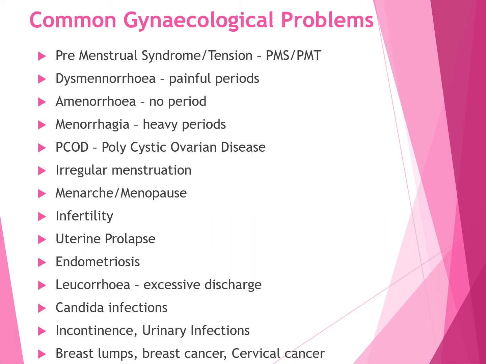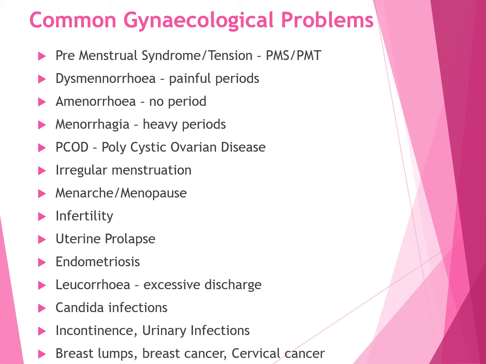Amenorrhea is no period for at least 3 months. Menorrhagia is heavy bleeding, heavy period. Then PCOD, polycystic ovarian disease. Irregular menses: the menses come after 15 days or after 2 months, after 3 months, like this. Menarche and menopause. Menarche is the first menses in a female's life, and menopause is the last menses in a female's life.